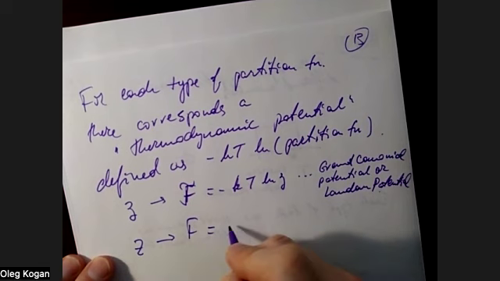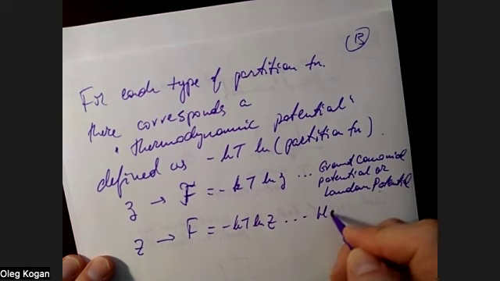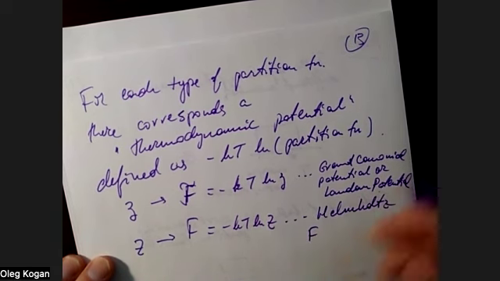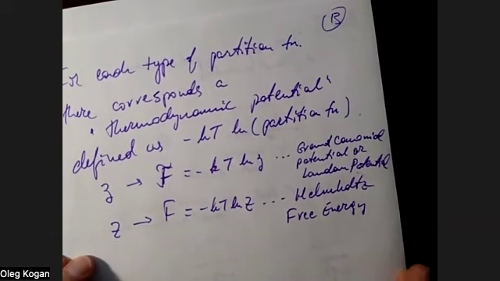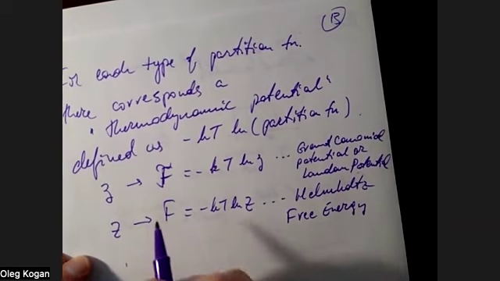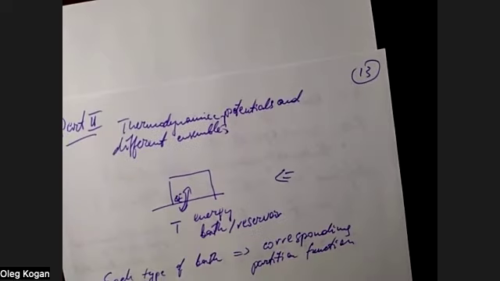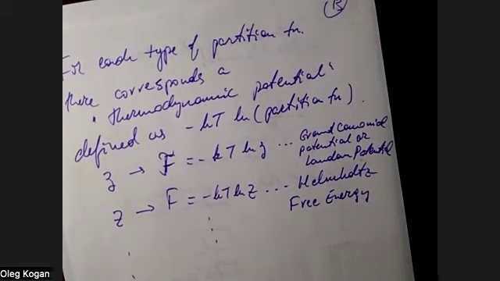Oh, for this, you have minus kT log of Z. This is called Helmholtz free energy, at least in America, in the West in general. And you have other types of ensembles corresponding to other types of baths. They have their own partition functions, and they have their own thermodynamic potentials.